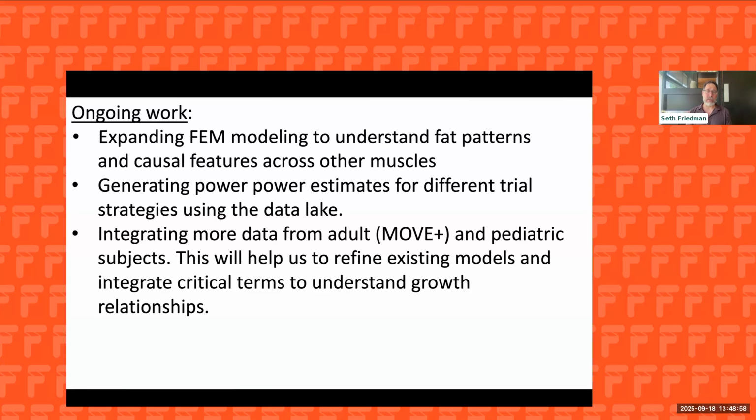And then lastly, I'll say we're really excited. We're working on the MOVE PED study with kids. We're continually adding data into this data lake. And so really being able to start adding terms like growth in, so we can really understand some other relationships that right now we haven't started to work on.